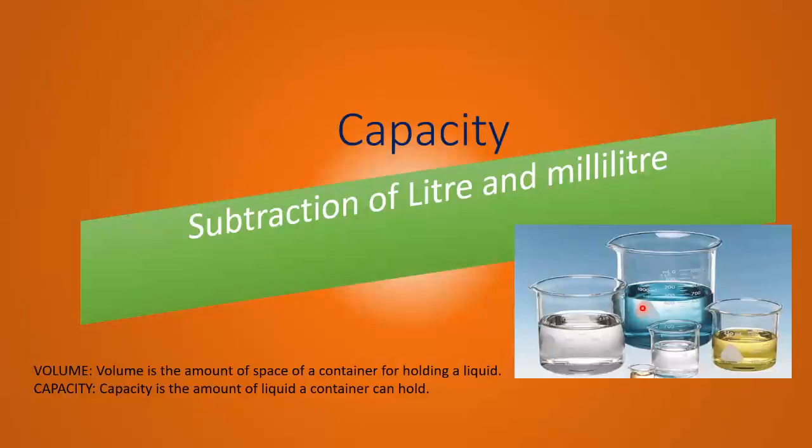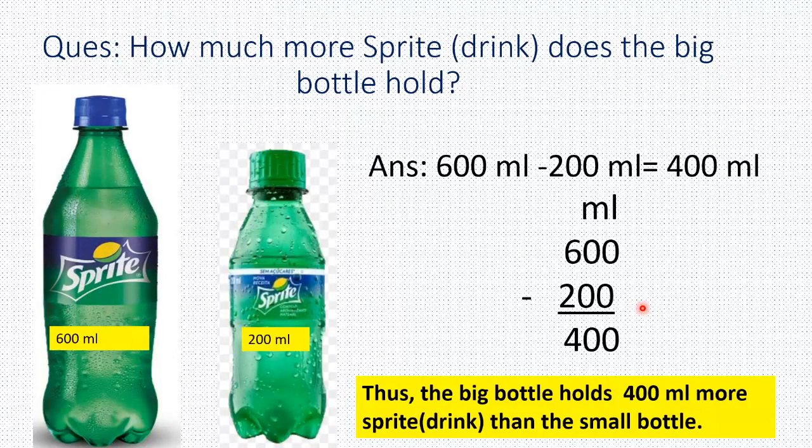Once again, welcome children. Our today's topic is capacity, and here I am going to explain subtraction of liter and milliliter. Let's start. Look here children, your first question is how much more Sprite does the big bottle hold? So this one is your big bottle and the capacity of big bottle is 600 milliliter. This one is a small bottle and the capacity of a small bottle is 200 milliliter.